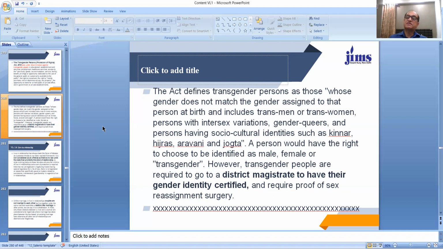This means that a transgender person has to unrobe himself or herself before the district magistrate for taking a certificate that he or she belongs to the transgender community. And if they have changed their sex by surgery, that has to be proved before the district magistrate, and then the district magistrate will issue a certificate that such and such person belongs to the third gender category known as transgenders. So dear students, this is all about gay rights under our Constitution.